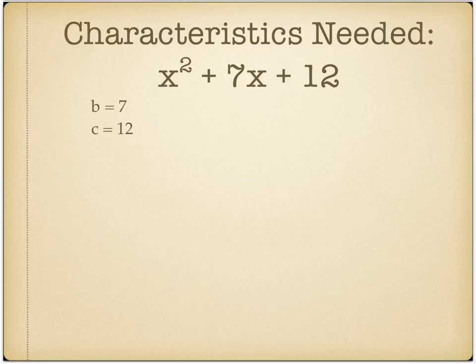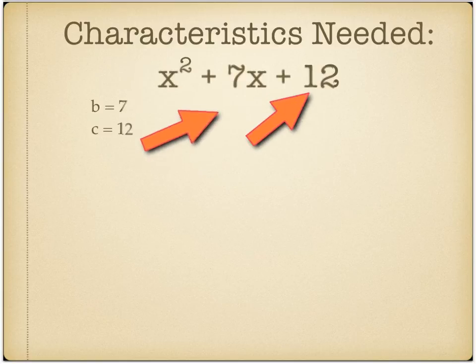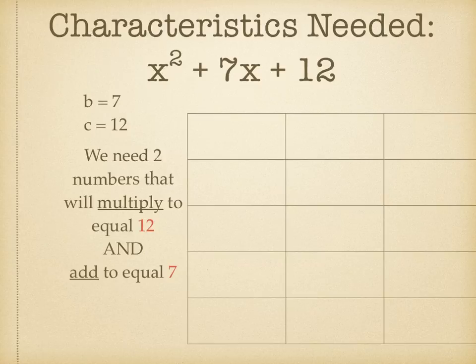In this trinomial, we need to create binomials that have a product of 12 and a sum of 7. And while that sounds complicated, it's really not. And it's actually easier when you're learning if you create a systematic method of doing this. I've shown you so that you can make it organized and keep track of your numbers.